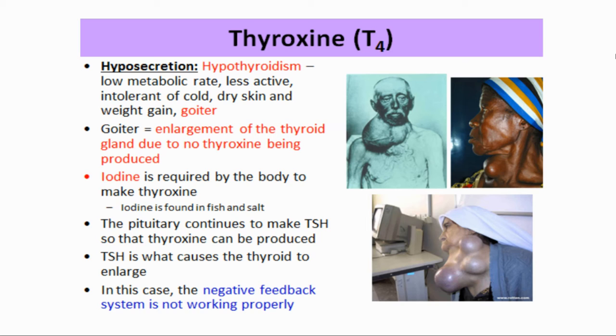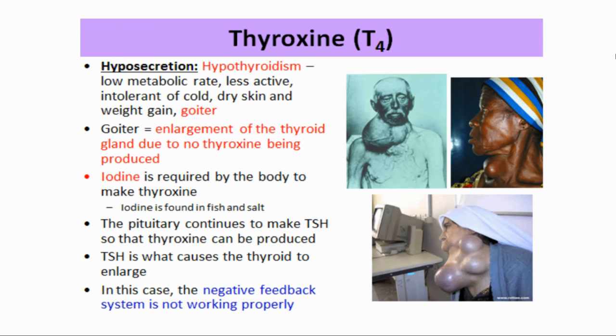We're very, very tired because obviously our body is not going to ramp up because we're not digesting, we're not metabolizing food. We're less active, we're intolerant of the cold, we get cold really quickly, we have very dry skin. Weight gain is a big one because, again, your body's not properly metabolizing. But then the one that is really important is the thing you see in these pictures, and that is called a goiter. A goiter is essentially the enlargement of your thyroid gland because there is no thyroxin being produced.